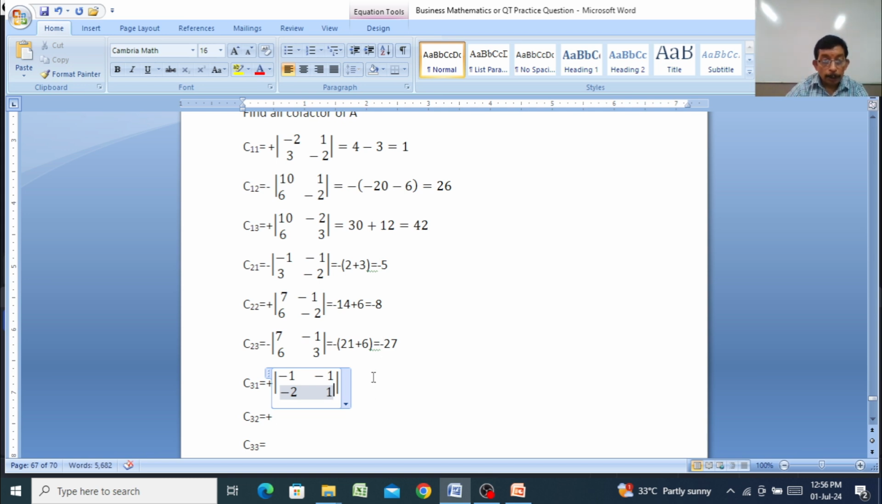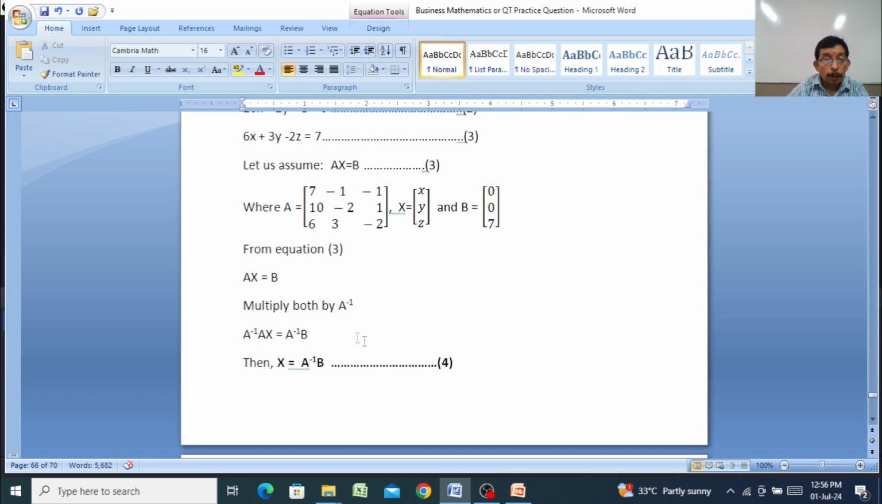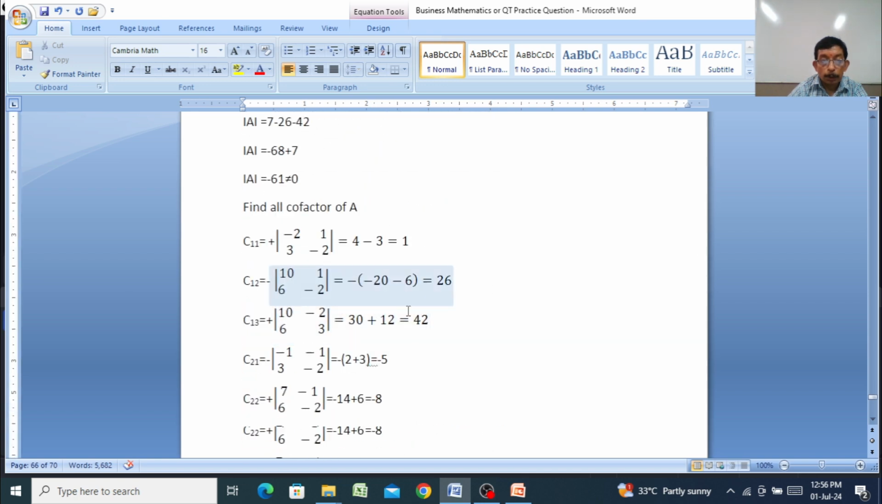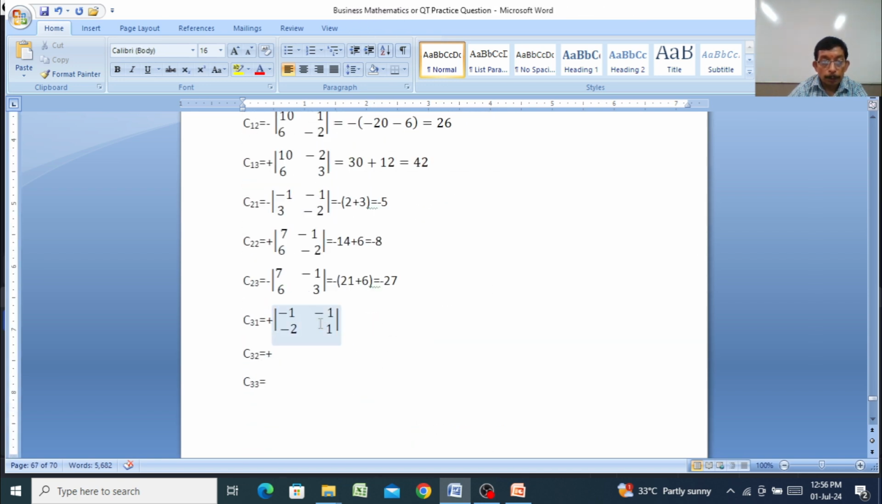It is clear? Now simplify. C31, third row first column: minus 1, minus 1, minus 2, 1, minus 2, 1. Now simplify. Is equal to minus 1 into 1, then the value is minus 1; 2 into 1 is 2, minus minus plus, then minus 2. The value is equal to minus 3. It is clear everyone?